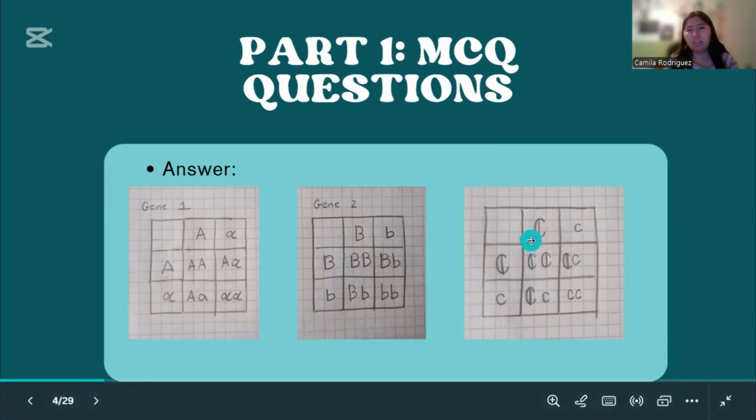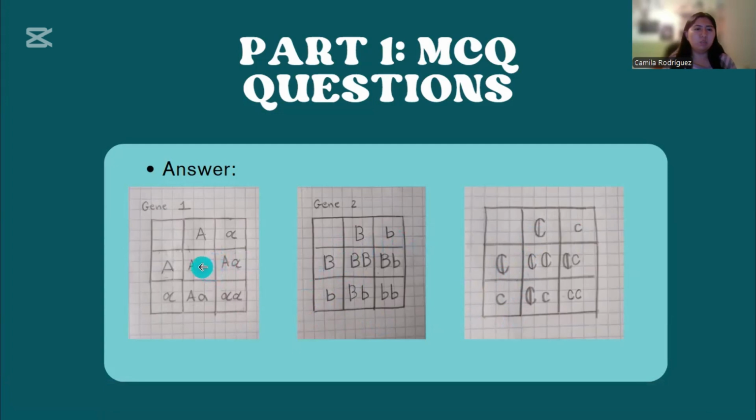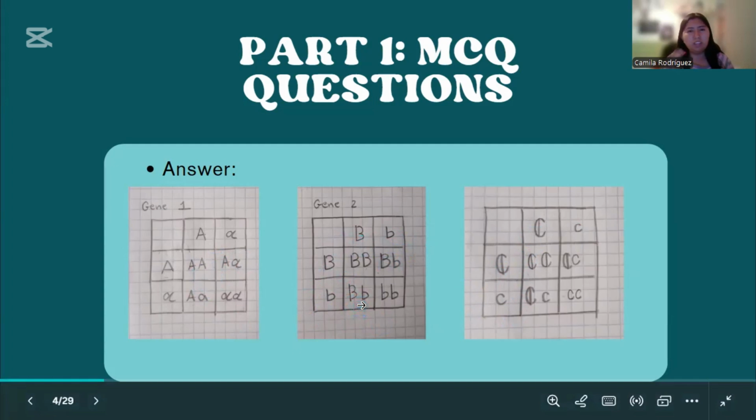Since we have heterozygous, one dominant and one recessive, or one capital letter and one lowercase, we are going to have always the same: one completely dominant, two with one dominant and one recessive trait, and in the last one we will have a recessive. So this will give us that the probability will be 1/4 for all of them.